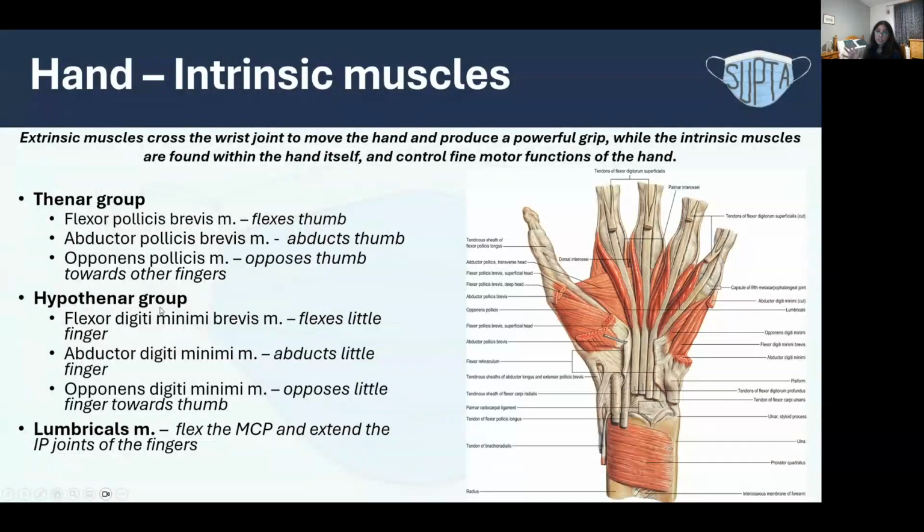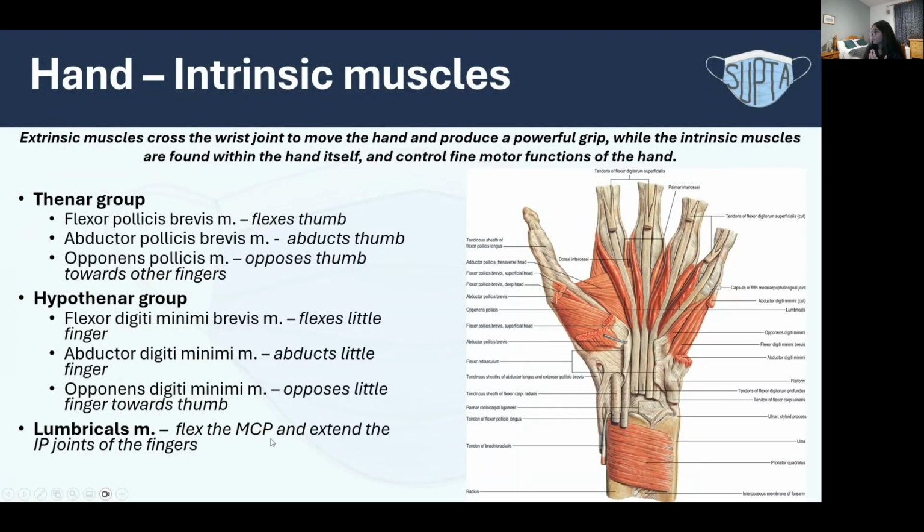Then we have our hypothenar group. If thenar is here, hypothenar is here, and it controls little finger movements. Flexor digiti minimi brevis flexes the little finger. Abductor digiti minimi abducts the little finger. Opponens digiti minimi opposes the little finger. So these are the major muscle groups, and we have other individual muscles involved as well.